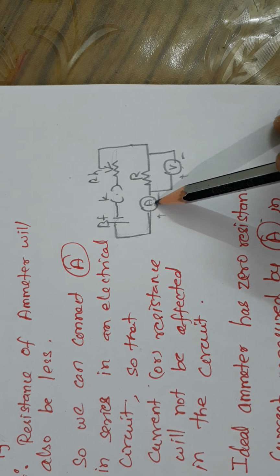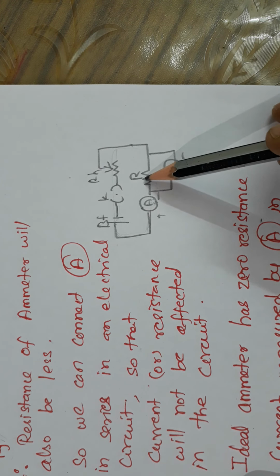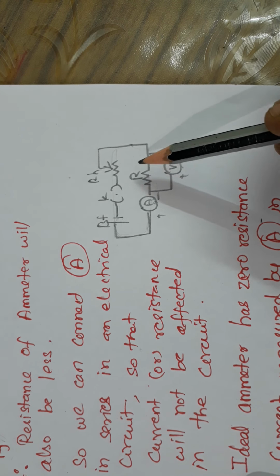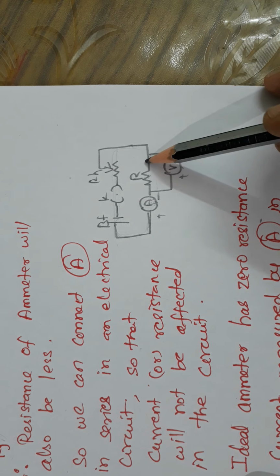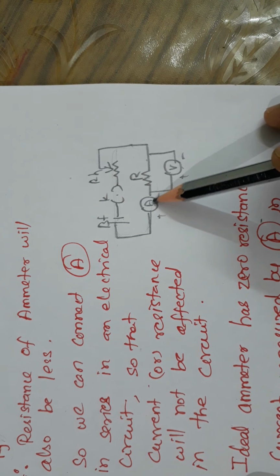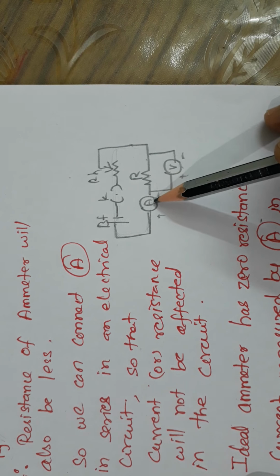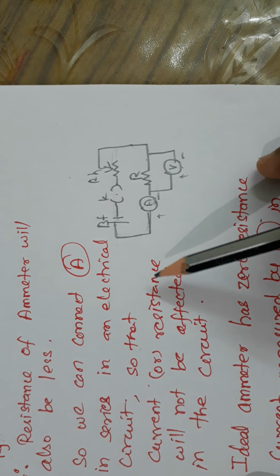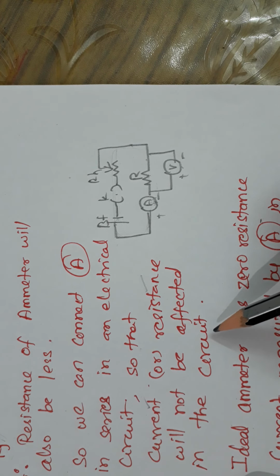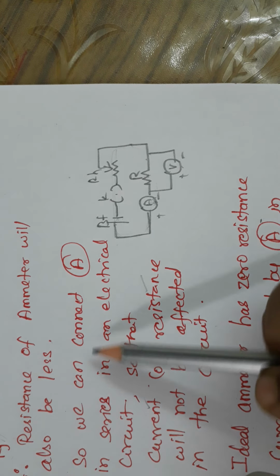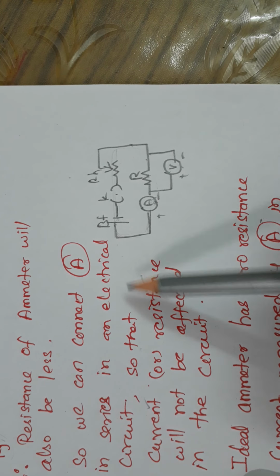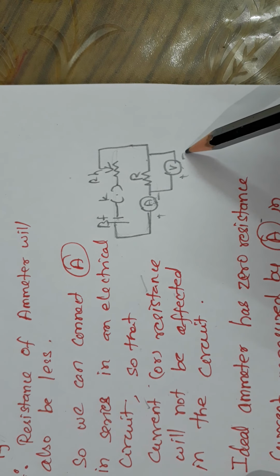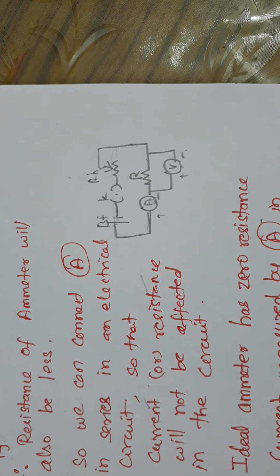If you connect it in the electrical circuit in series, you know that it has very low resistance, so that the current or resistance in any other part of the circuit will not be affected. Ammeter is having very low resistance, so these two values, current and resistance, are not affected. So we can connect the ammeter in series in an electrical circuit. This you need not draw, children. For reference I have given this.